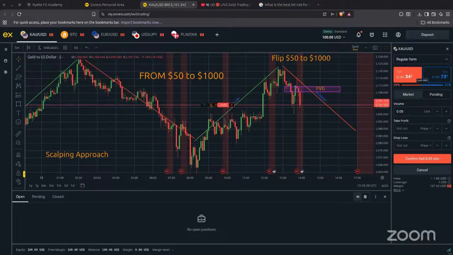What do you want to learn? No, no. We need to talk about rejection inside the FVG. We need to learn about rejection inside FVG.